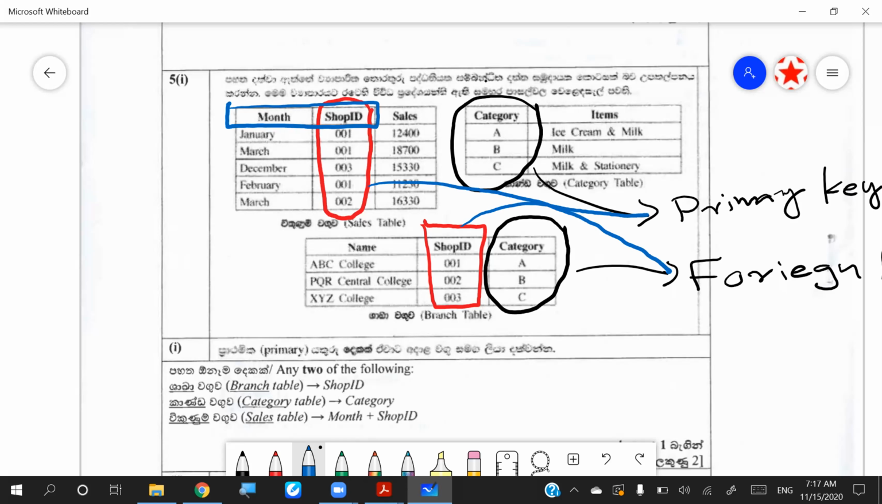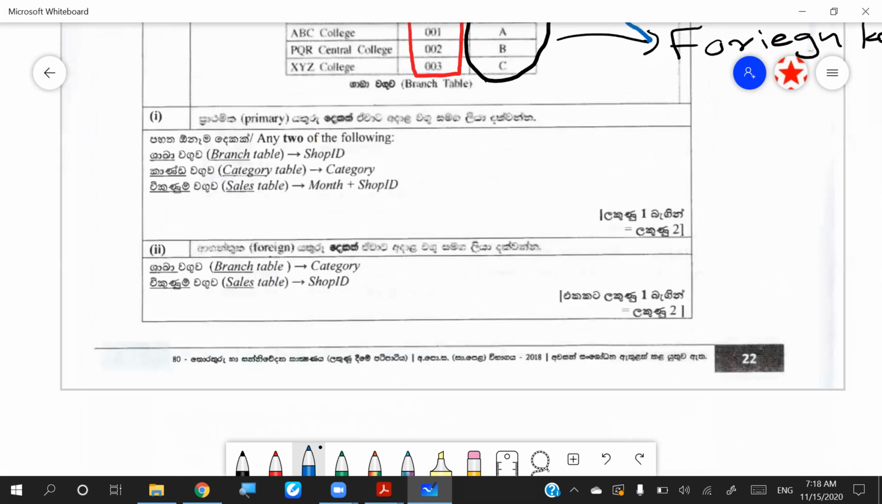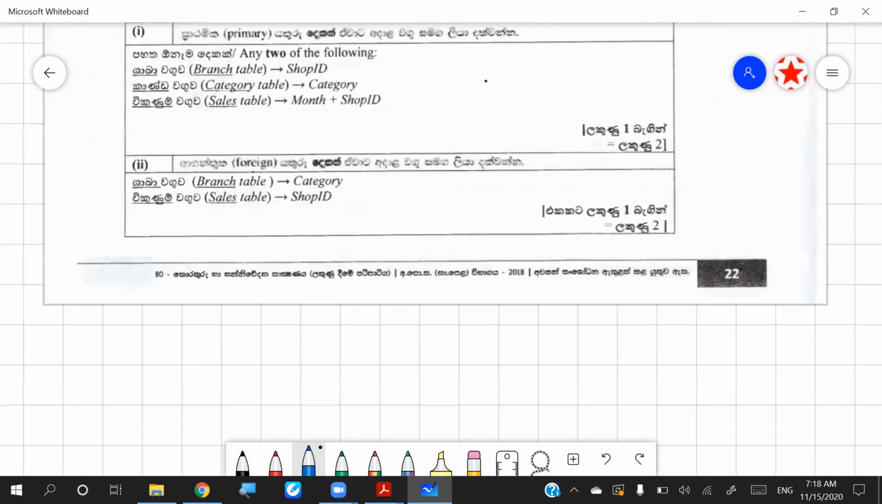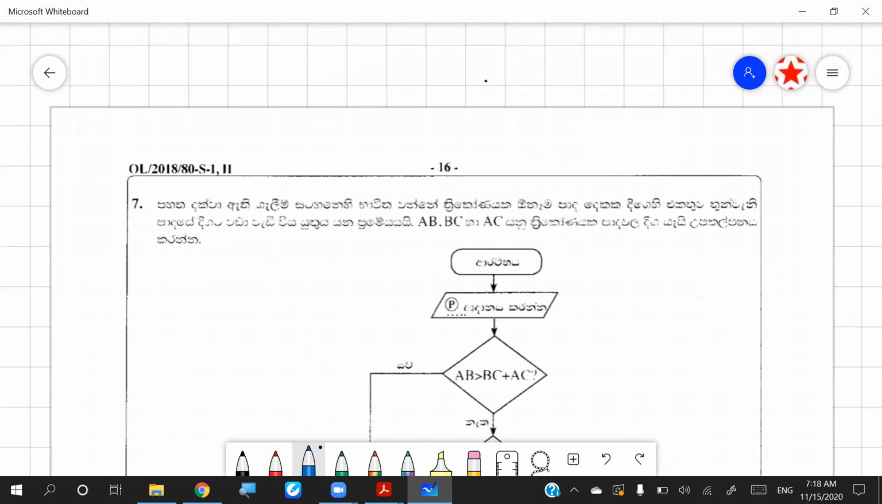So your answers should be category in the branch table and shop ID in the sales table, right? So those will be the things. For that, you are getting 2 marks again, right? Okay, in the third part, she's asking, let's find the third part.